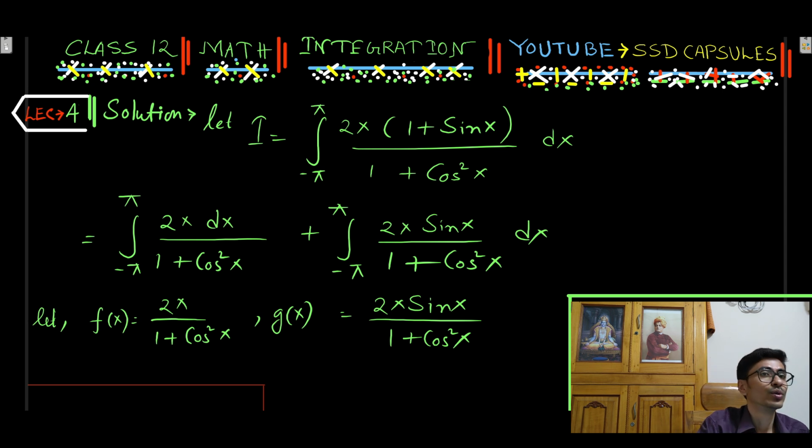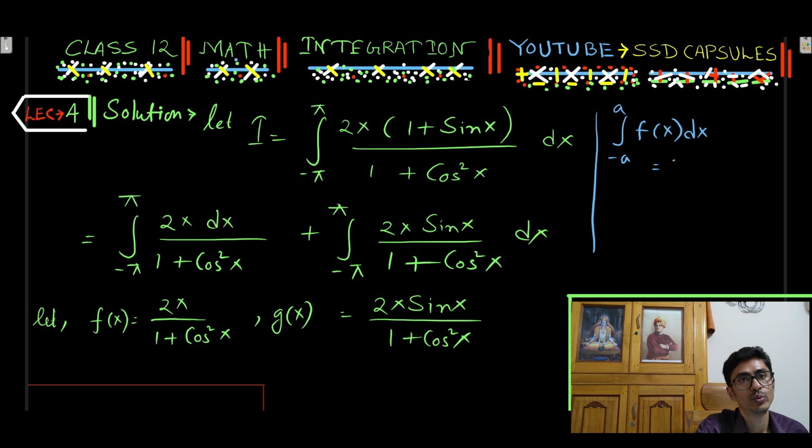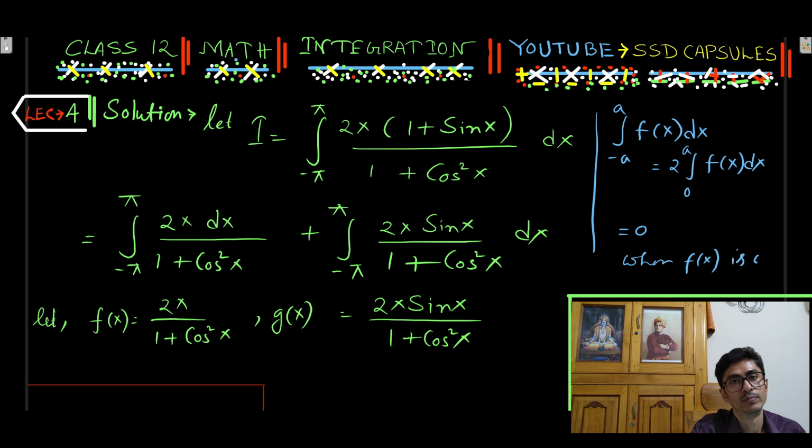Because here we are going to use the formula: the integral from minus a to a of f(x) dx equals 2 times the integral from 0 to a of f(x) dx when f(x) is an even function, and equals 0 when f(x) is odd. So here we will check whether these f(x) and g(x) are odd or even.